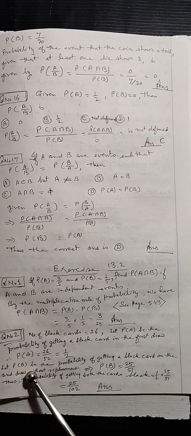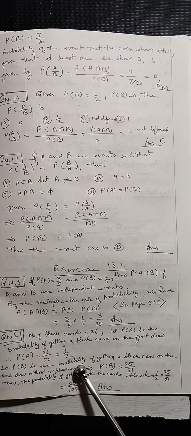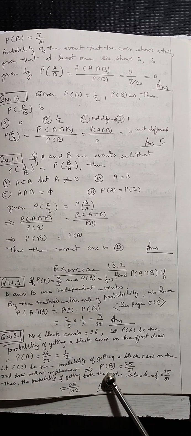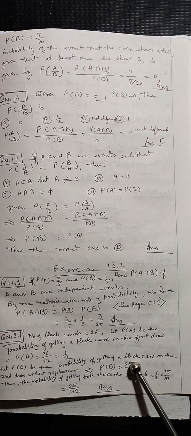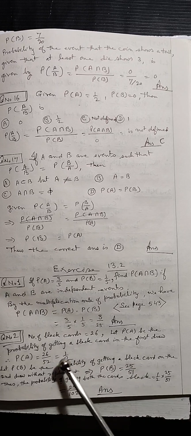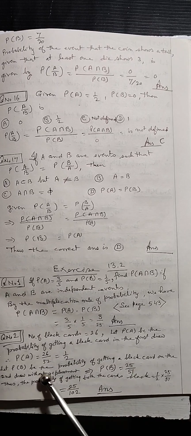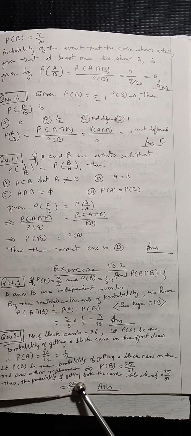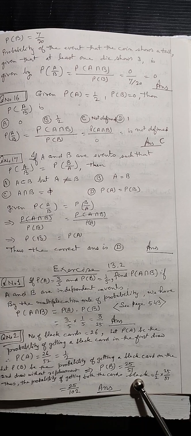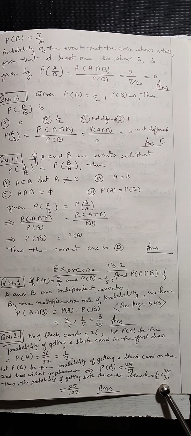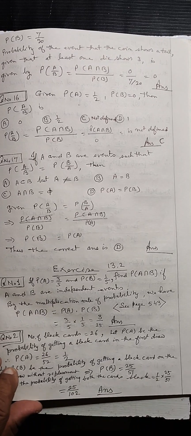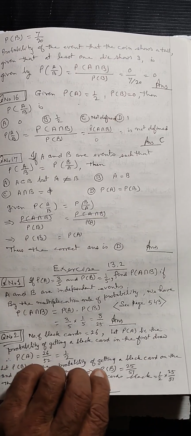And let probability of B be the probability of getting the black card on the second draw without replacement. So the probability of B will be equal to 25 by 51 because 26 में से 1 माइनस करेंगे 25 आ जाएगा, 52 में से 1 माइनस करेंगे तो 51 रह जाएगा. So thus the probability of getting both the cards black will be equal to 1 by 2 into 25 by 51. So it will be equal to 25 upon 102. And it is the required answer of question number 2. Now come to the question number 3.